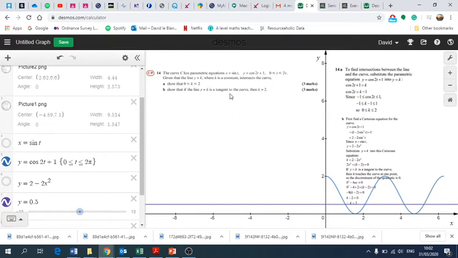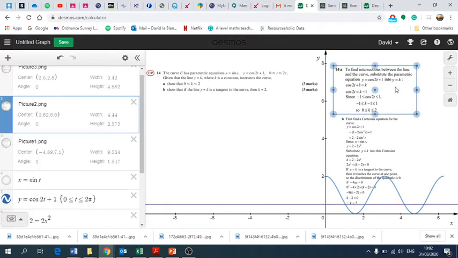Well, you would have to say that if you substitute y equals cos 2t plus 1 into y equals k, then we're going to get that cos 2t plus 1 is equal to k, and cos 2t therefore must be equal to k minus 1.